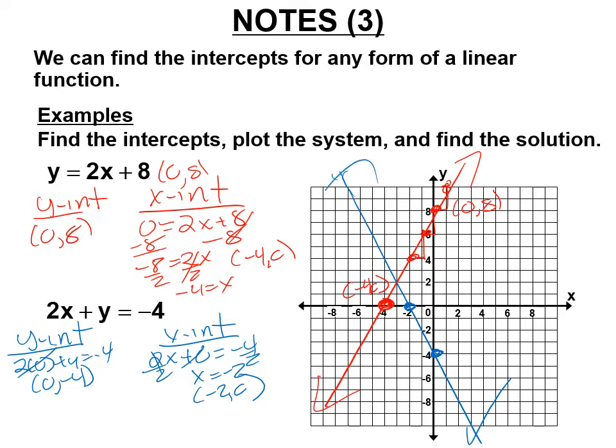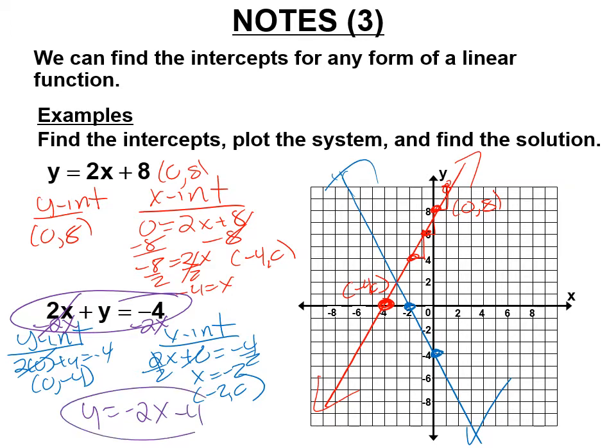But maybe I hate that method. Maybe I'd rather just change this into slope-intercept. I could just subtract 2x from both sides, and I get y equals negative 2x minus 4, right? The y-intercept is 0, negative 4. The slope is negative 2, down 2 over 1, down 2 over 1, right? And I could plot it that way, or I could check my work that way, okay?